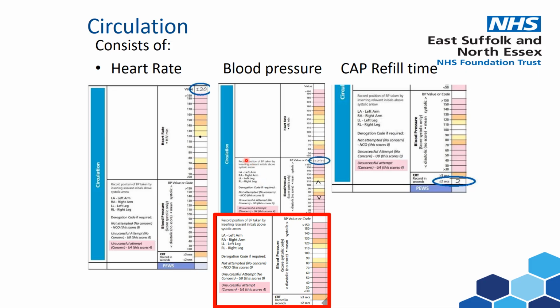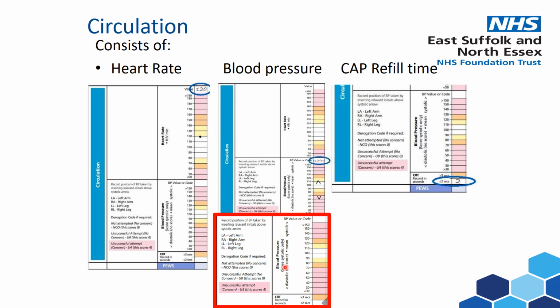Now, the codes. I've just magnified that bottom section here so you can see the codes a bit more easily. These are the 3 codes: NC0, U0, or U4. The NC0 means that you have not attempted and you are not concerned. You would not use that on triage because you're always going to try and attempt, but you would use that for your subsequent one.